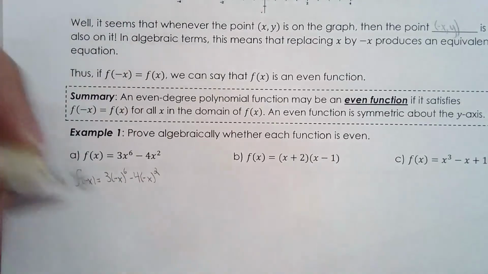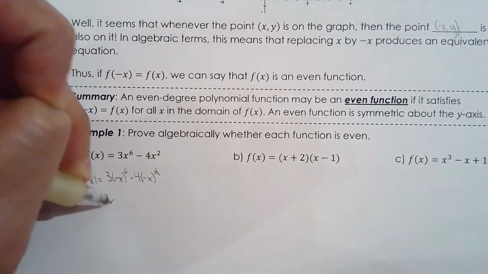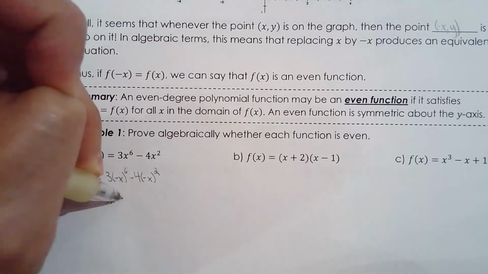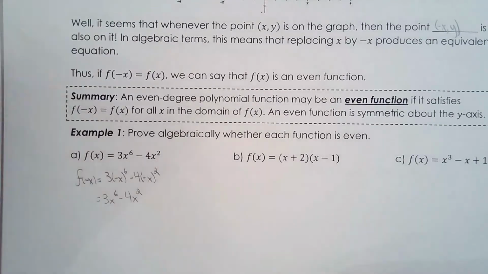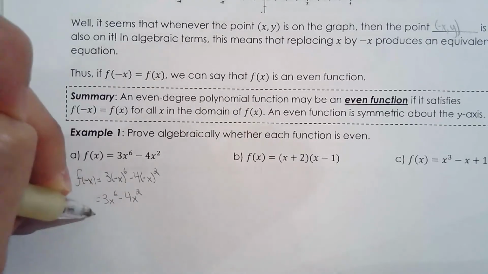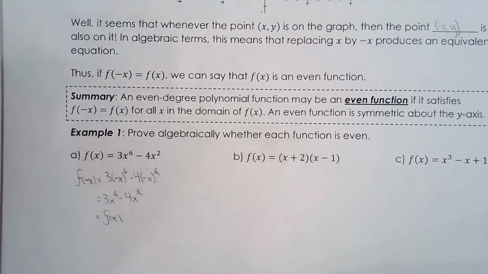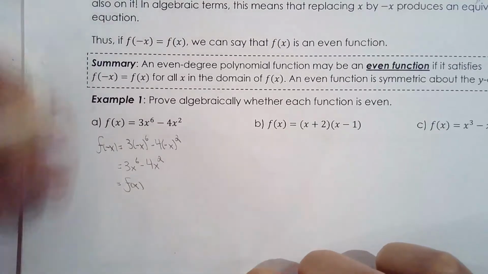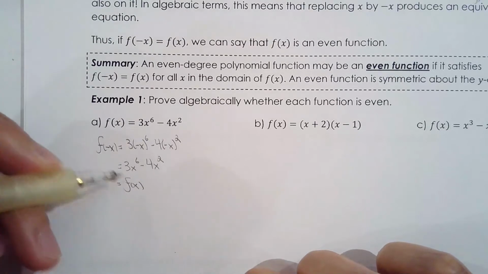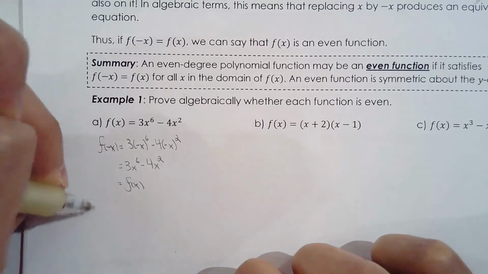Okay, and let's simplify this. 3x to the power 6, because it's an even exponent, is exactly the same as f of x. So we're going to say f of negative x equals f of x. That's our conclusion.